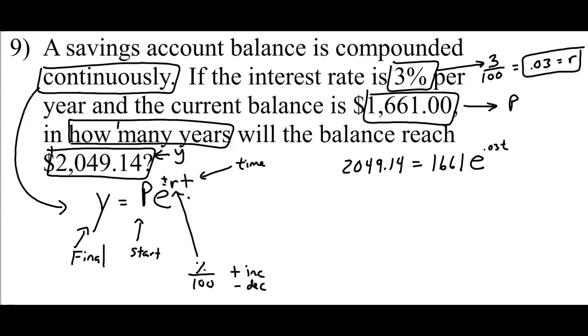So this is the piece I want to get by itself. So what would I do first to get the e to the 0.03t by itself? How would I get rid of that 1661? If there was a plus here, I would agree with you. We're going to divide both sides, yeah. So let's start off with division here. Get 1.23.